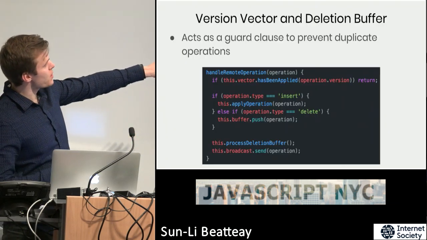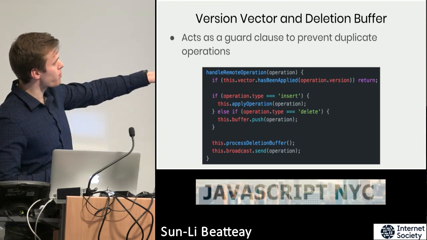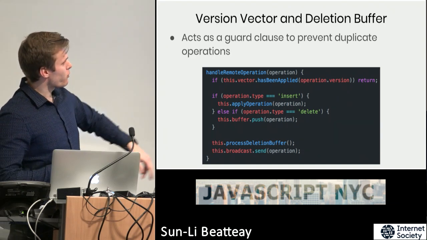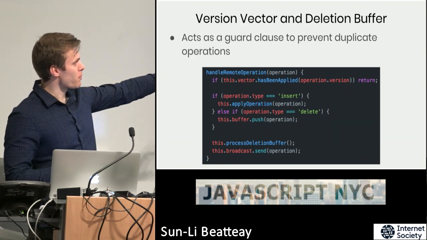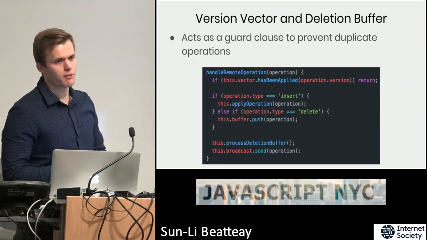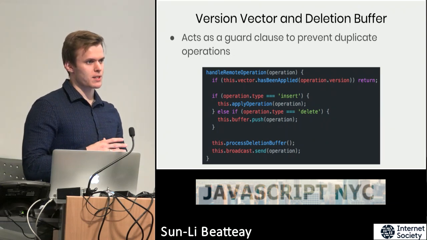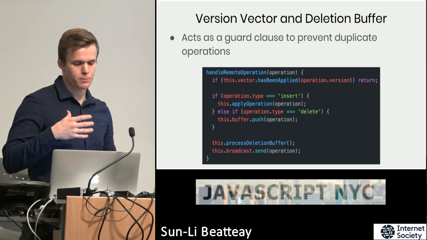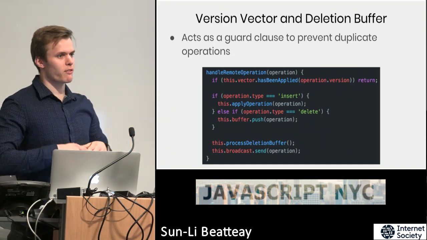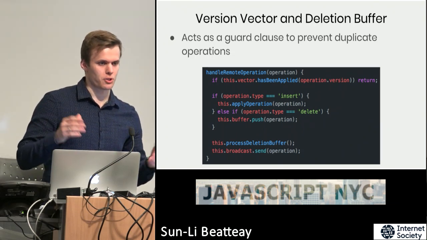So this code runs whenever we receive a remote operation from a user. In line 2, you can see that if it's an insert operation, we just apply it immediately because inserts don't depend on other inserts or any deletes. However, if it's a delete operation, we first push it to our buffer, and then after either an insert or delete, we process the buffer, and then we send it off in the gossip protocol. Also, a nice thing about version vectors is they act as a fast guard clause to prevent duplicate operations. You can see in the first line of code, if an operation comes in and we've already seen it, which is possible in a peer-to-peer architecture, we're just going to ignore it and return early.